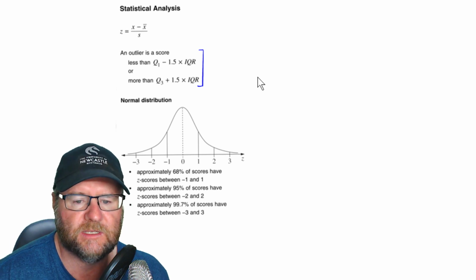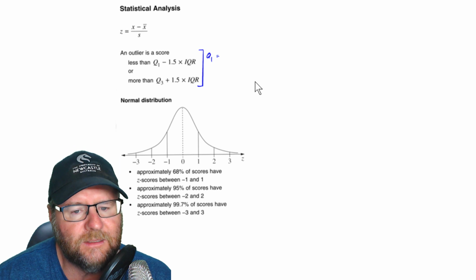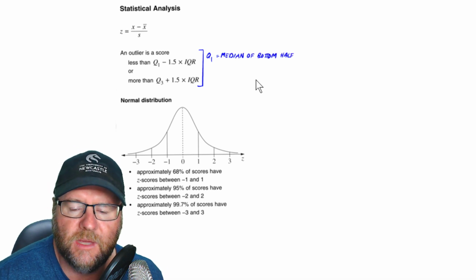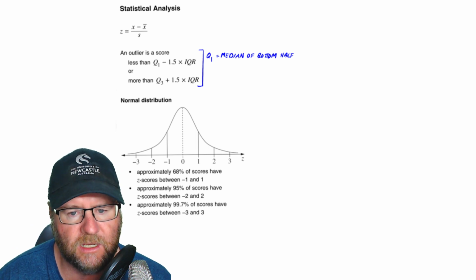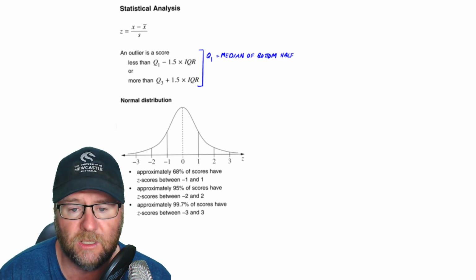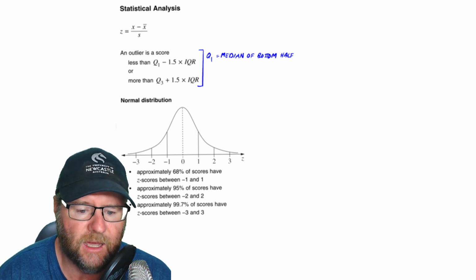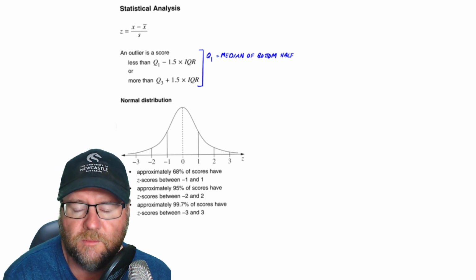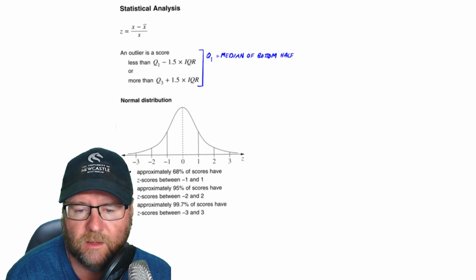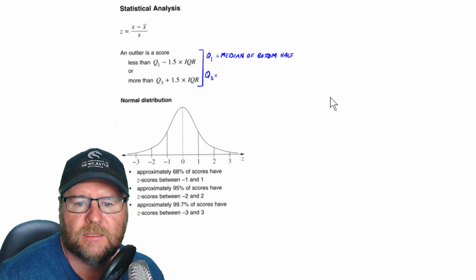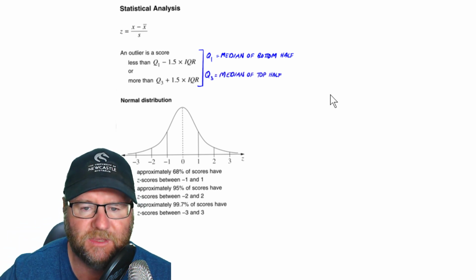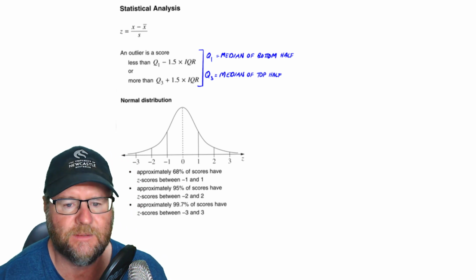Now, what do all these pieces mean? Q1 is our median of the bottom half. So to find Q1, we would find the median of our data set first of all. That's the middle, the median. And then we'd take that bottom half and do the median of that. That gives us Q1. It's our first quartile. Q3 is the median of the top half. So the same thing, but this time done on the top half of the data.